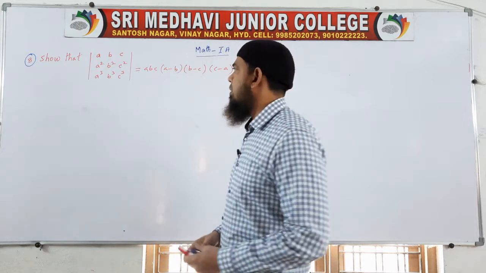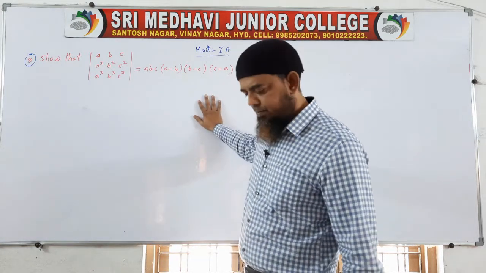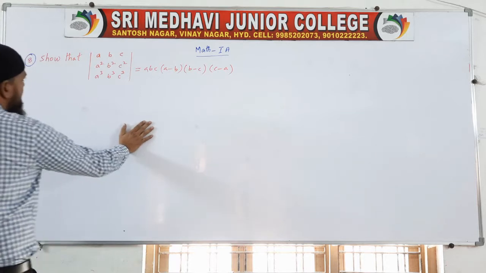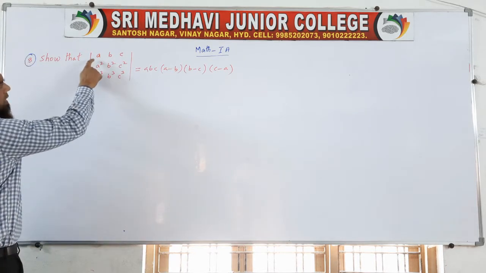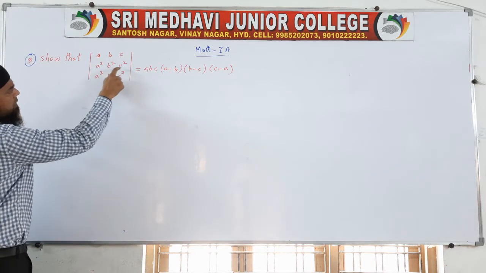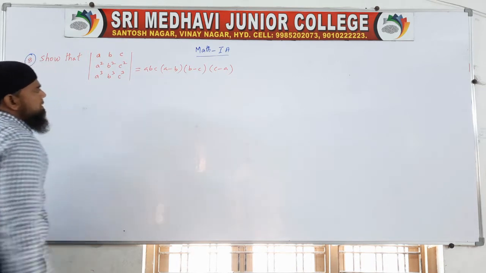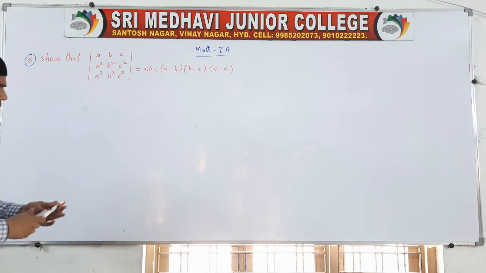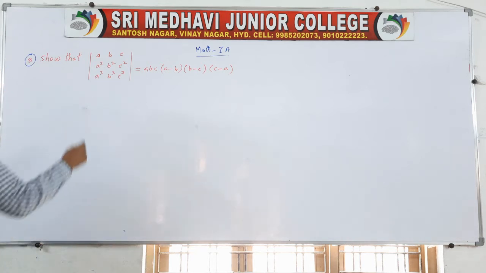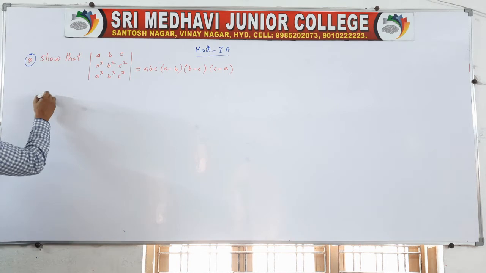Hello children, see on the board. This is problem number 8. What is given here? The determinant of a, b, c, a square, b square, c square, a cube, b cube, c cube is equal to this result, which we have to show here. It's a simple one, like the 7th problem.